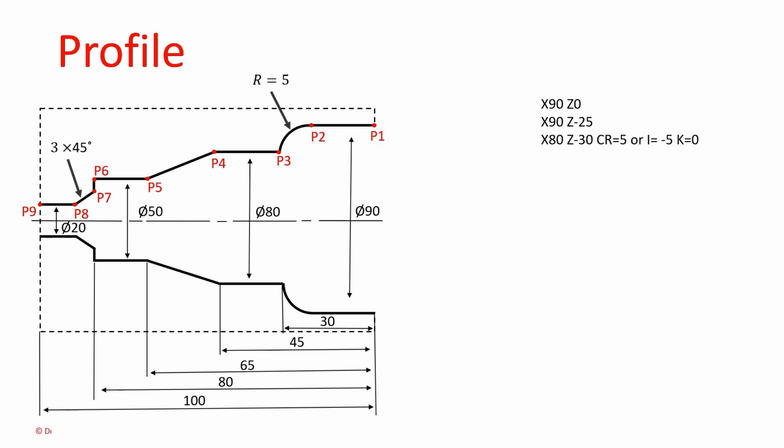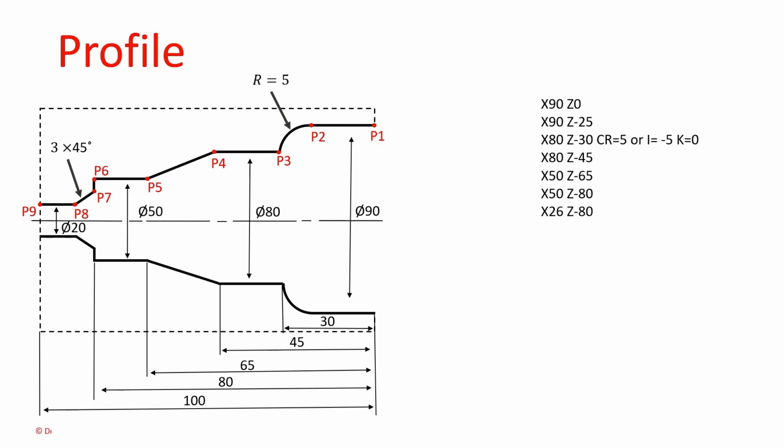P4 point values: X is the same as the previous value, and Z is -45. The P5 point is a taper, then the values are X50, Z is -65. P5 to P6 is a linear axis, then Z is -80. P6 to P7 is cross-axis, then X26. How to calculate this position, we already discussed in previous sessions.